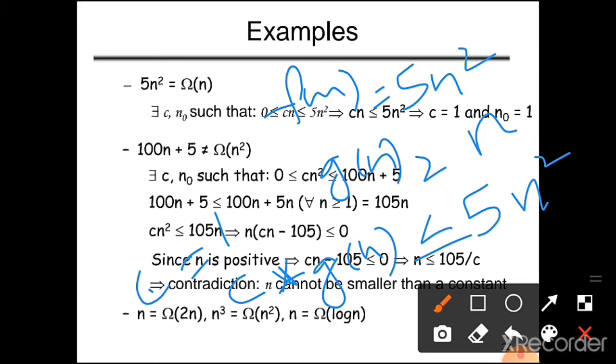Then what will be the output? Or c is equal to 5. Assume that c is equal to 5. Then here 5 into g of n, which is n, is less than or equal to 5n square. 5n is always less than or equal to 5n square.